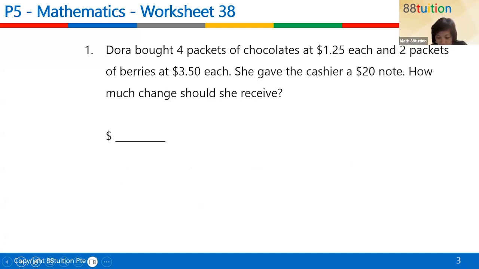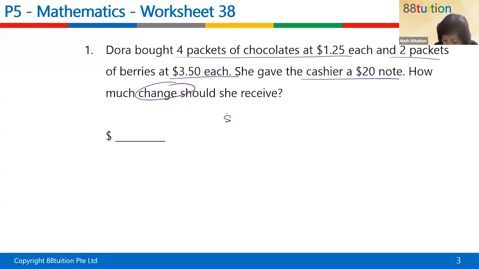Dora bought 4 packets of chocolate at $1.25 each, and 2 packets of berries at $3.50 each. He gave the cashier a $20 note. Okay, so now he gets change, right? So for the change, you must find the total cost. For the first thing, you need to use the 4 chocolates, times 4, and then you get the answer.